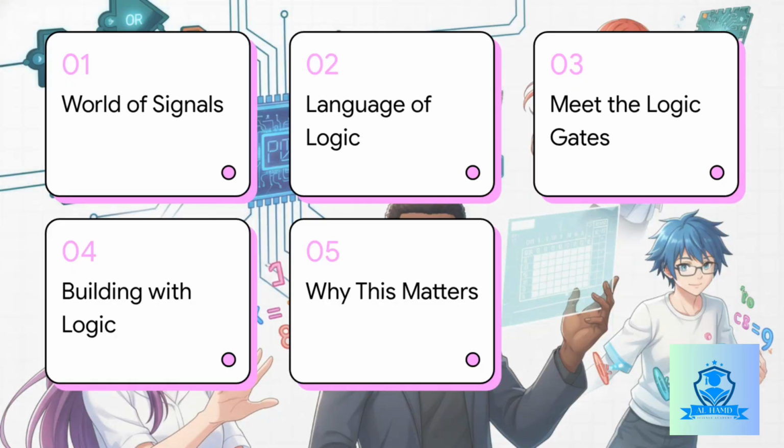So, here's our game plan for getting to that answer. First, we're going to dive into the world of signals. Then, we'll learn the actual language of logic that computers speak. After that, we'll meet the tiny little decision makers called logic gates, see how we can build cool things with them, and finally, wrap it all up with why this stuff truly matters.